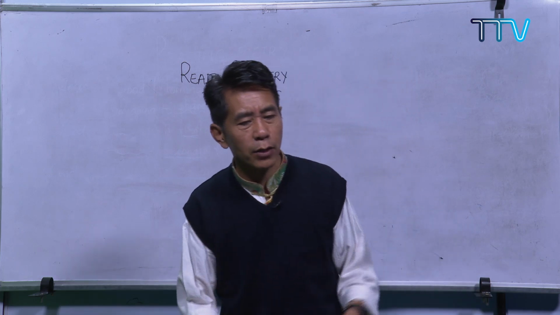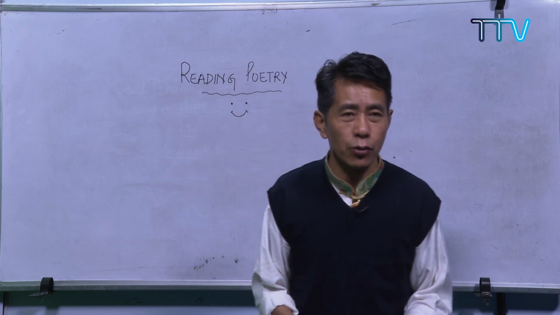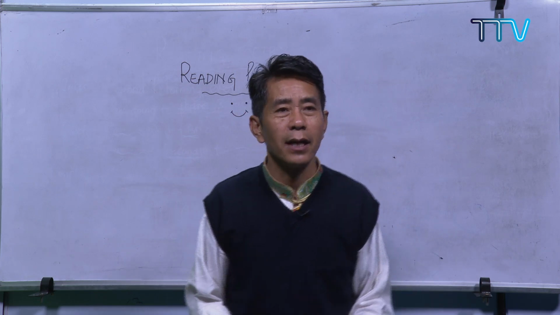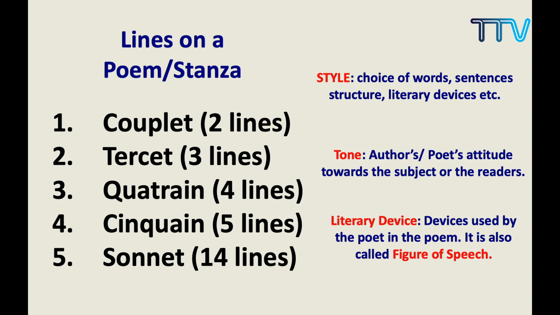Now lines of the poem, I told you there are different types of stanzas. Some stanzas have only 2 lines, we call it a couplet. 3 lines, a tercet. 4 lines, a quatrain. 5 lines, a cinquain. I've given you an example of a cinquain in the previous slides. And we have the sonnet, which has 14 lines. You must be familiar with the sonnets of William Shakespeare. He used to write sonnets.